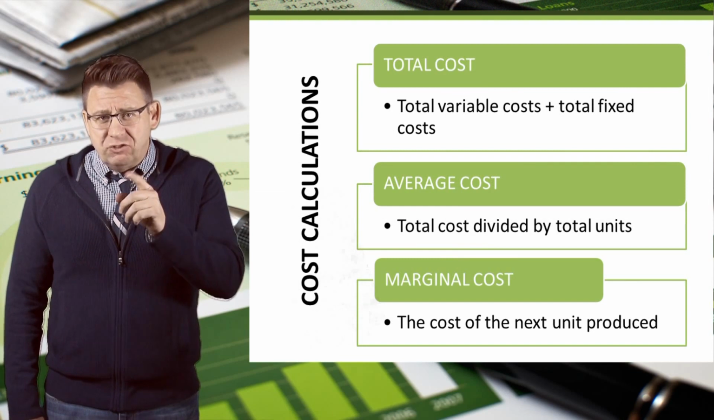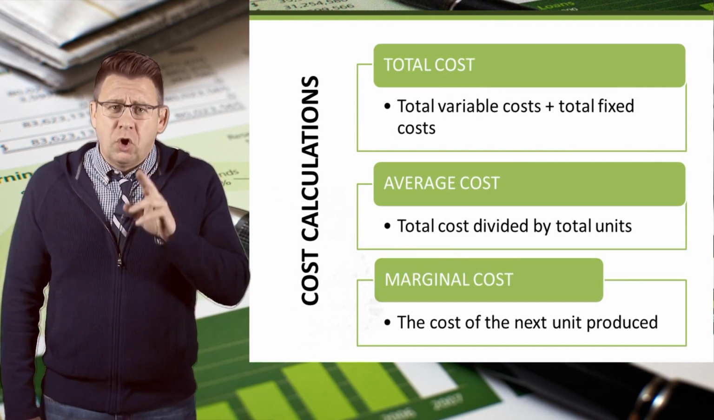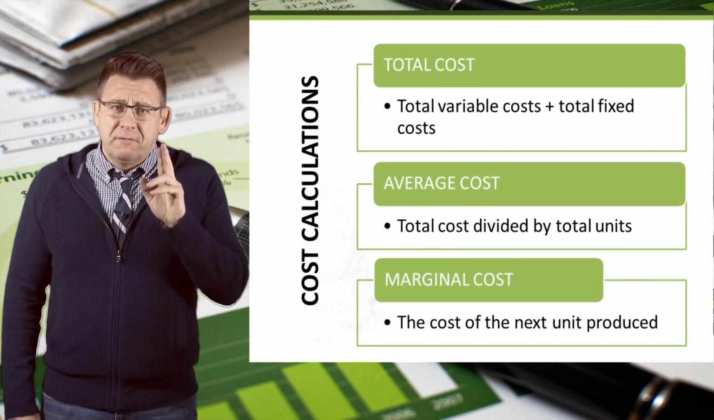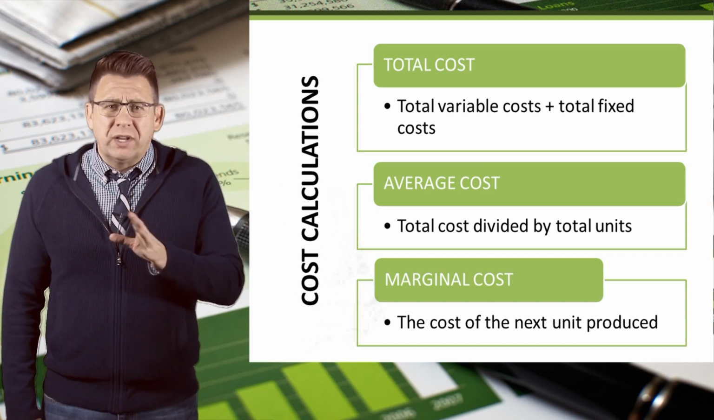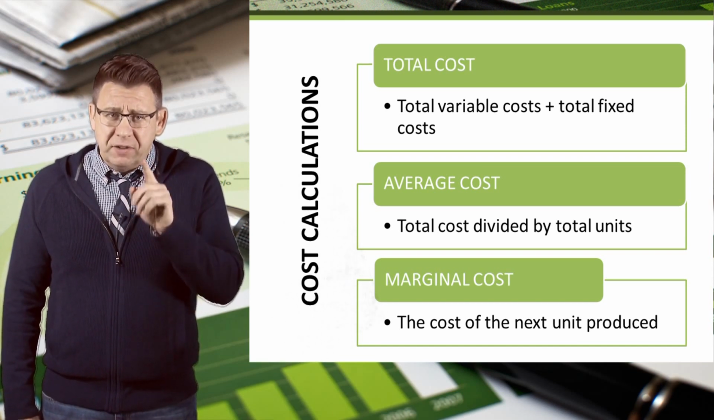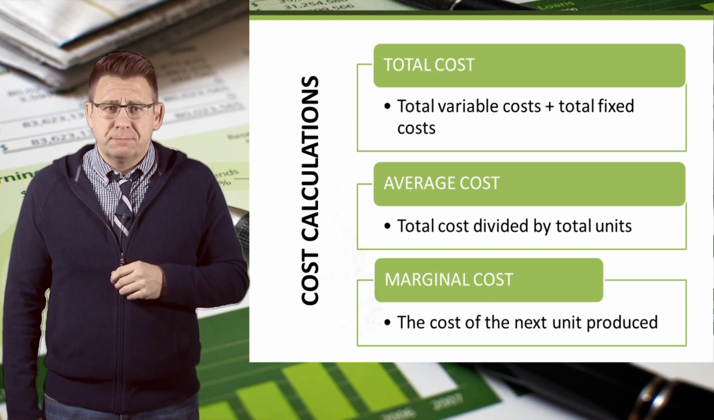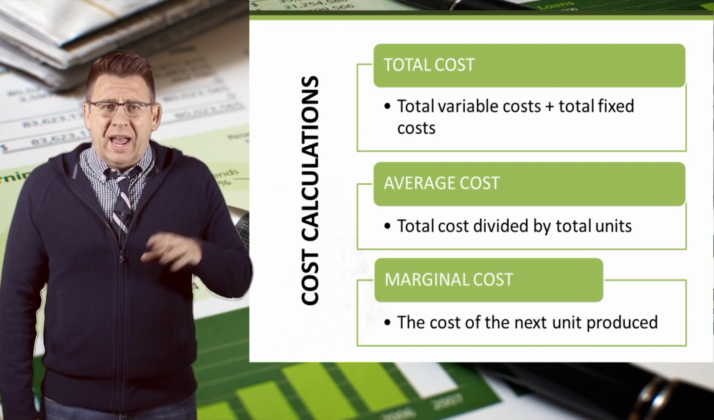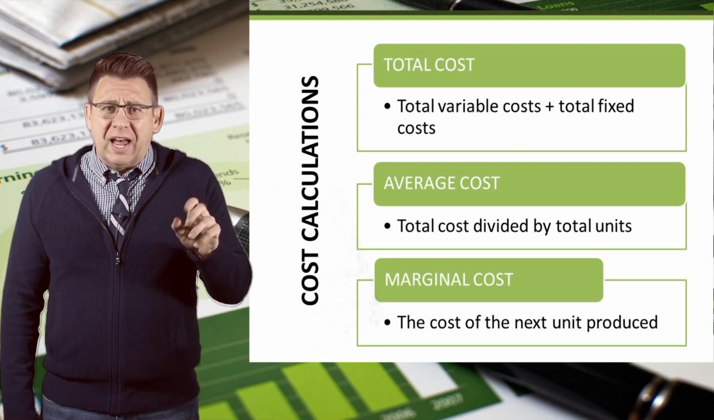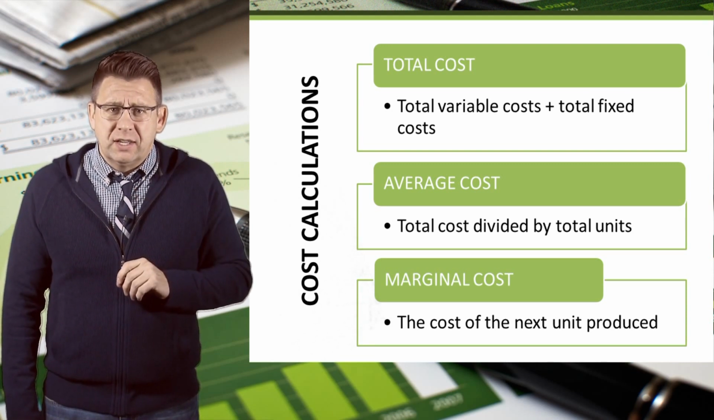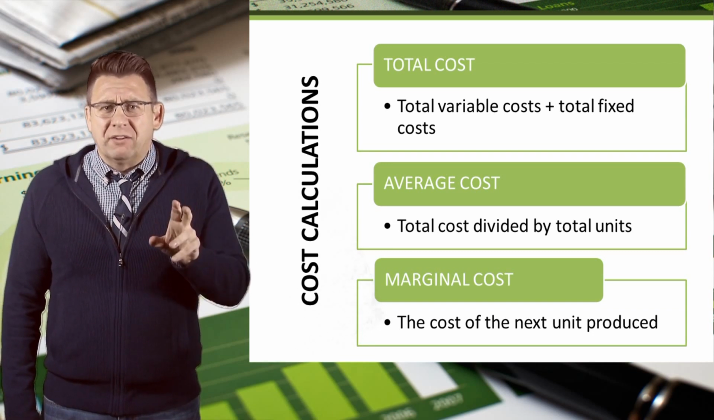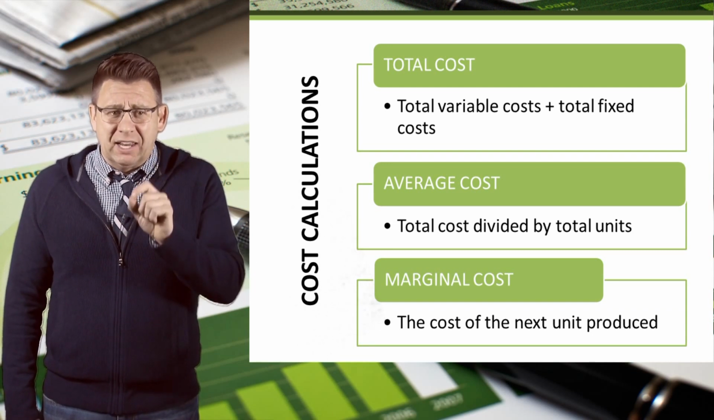Finally, some calculations to be familiar with. Total costs consist of fixed plus variable costs. Whenever we talk about total costs, we mean fixed costs plus variable costs. Average cost is when you divide the total cost by the number of units. This number is only relevant to decisions made at that level of volume.